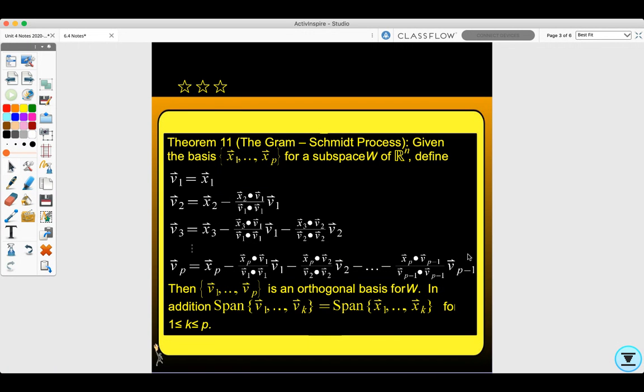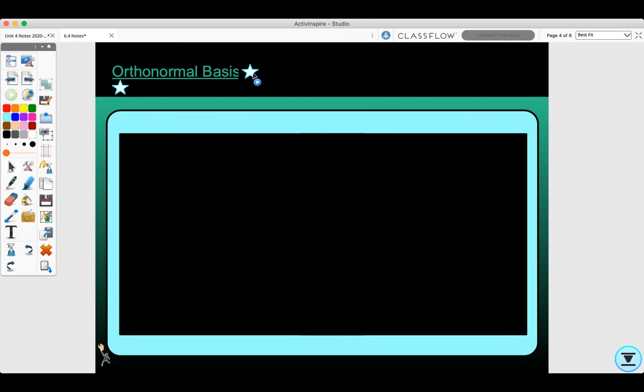Then v1 all the way to vp is an orthogonal basis for W. In addition, span v1 to vk equals span x1 to xk for 1 less than or equal to k, which is less than or equal to p. Orthonormal basis: normalize or scale all of our vectors.